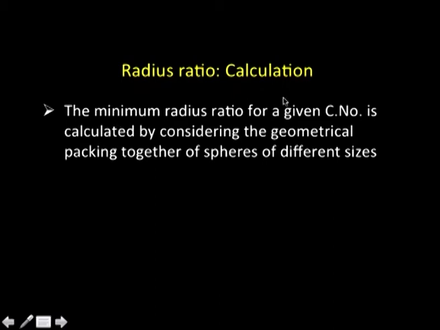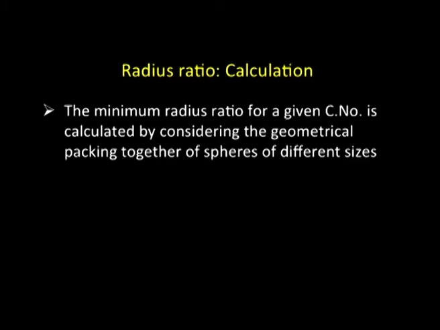Now, how do we calculate the radius ratio for different kinds of structures? Let us take up one example over here. The minimum radius ratio for a given coordination number is calculated by considering the geometrical packing together of spheres of different sizes. What it means is the following: if I want to work out a given kind of packing, there is a cation and there are a number of anions surrounding it.